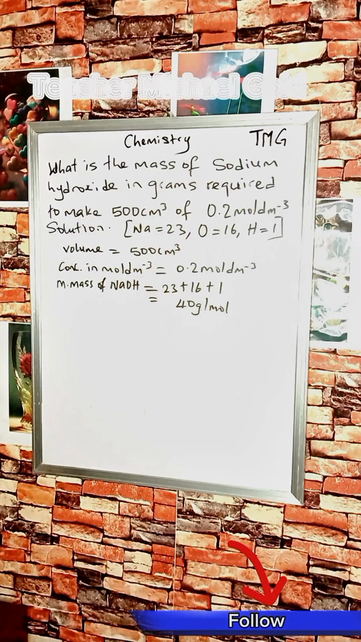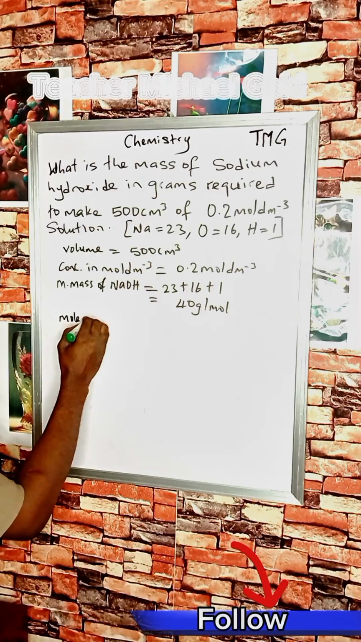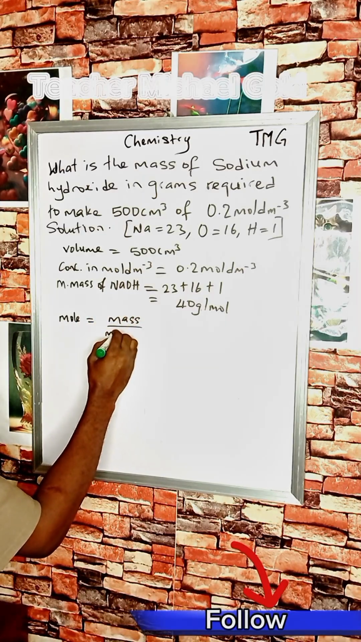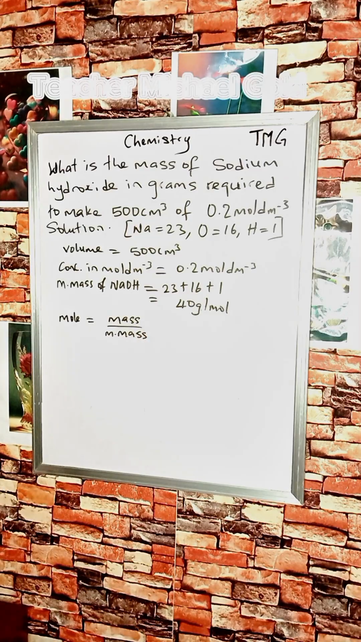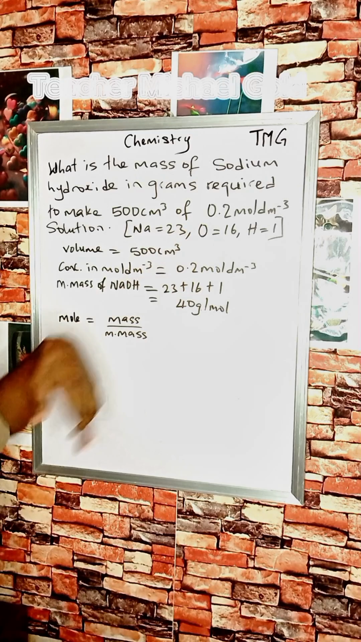After doing this, we are asked to calculate the mass that is required to produce this solution. For us to calculate mass, you must be familiar with the mass-volume relationship. The formula we use is: mole equals mass over molar mass. Now you can see from our values, we don't have moles here. There's no mole in the question.